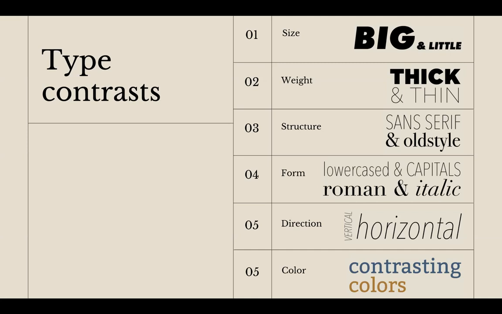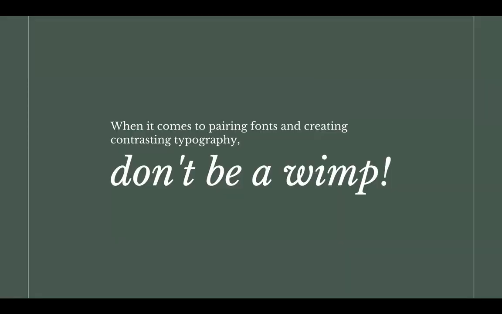One important thing that the book talks about when it comes to pairing fonts and creating contrasting typography is: don't be a wimp. Make your contrast obvious. If you choose fonts that are too similar, you will have visual conflict. So let's look at some examples.